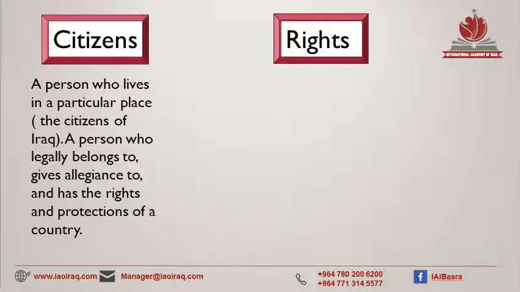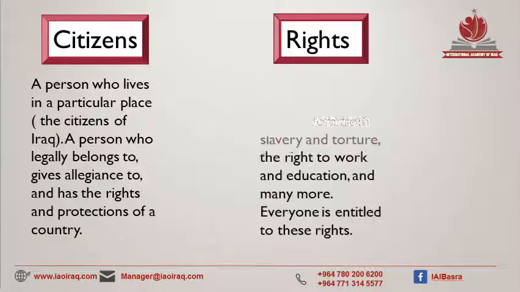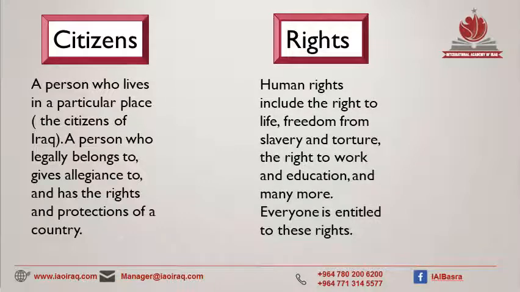So for example, it's the same reason why in America you can't just go up to someone and shoot them with a gun, because you have the right to life. So here are just some examples of human rights. Human rights include the right to life, freedom from slavery and torture, the right to work and education, and many more. Everyone is entitled to these rights. Generally speaking, these rights are quite universal.